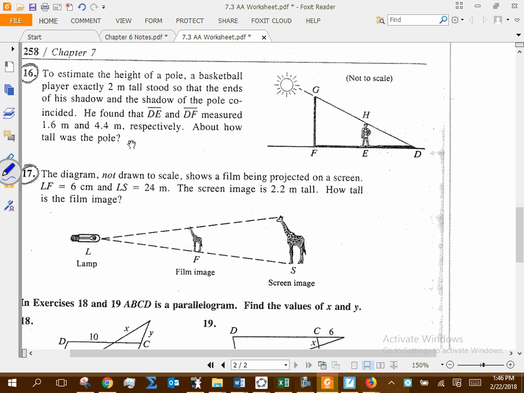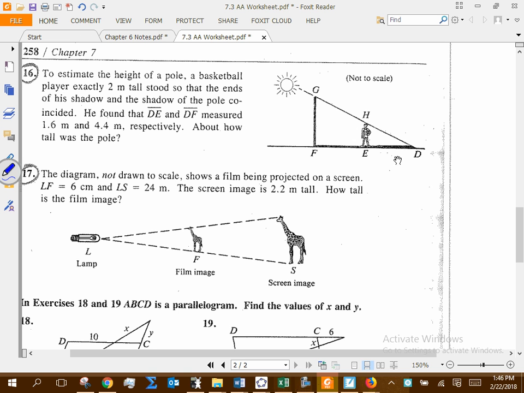Number 16. What did you guys get for 16? I got 55. Okay, it should be 5.5. 5.5 meters. Now, if you wrote 55 decimeters, you'd be right. So let's talk about the different places we could put decimal places and how that impacts our answers.